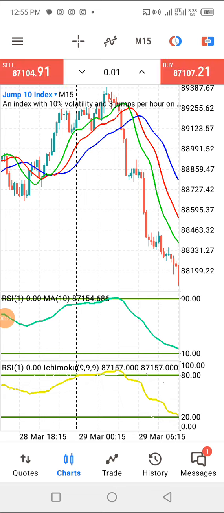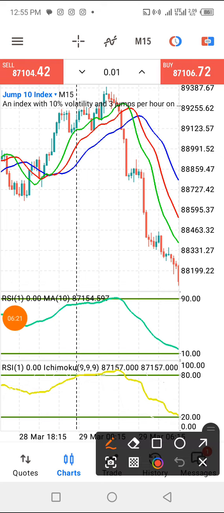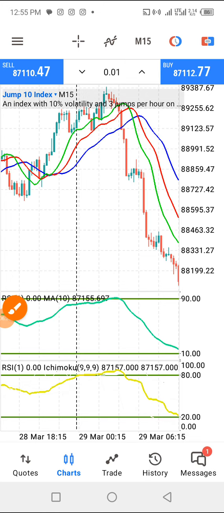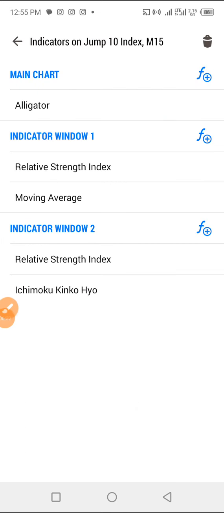Now, I'll show you the settings while I explain how this strategy works. If you are new to the platform, to add these indicators into your chart, you click on the F icon, or whichever icon it is. In my own case, it is the hash. When you click on it, it takes you to where the indicators are.